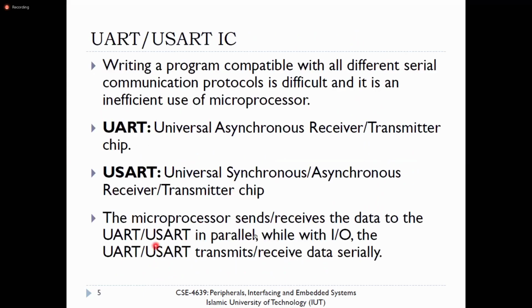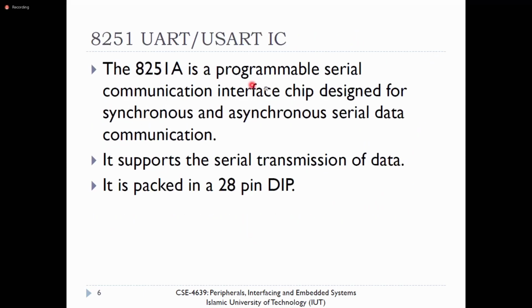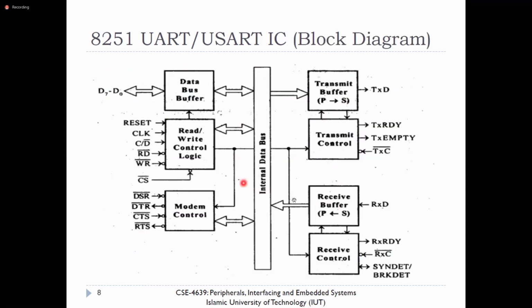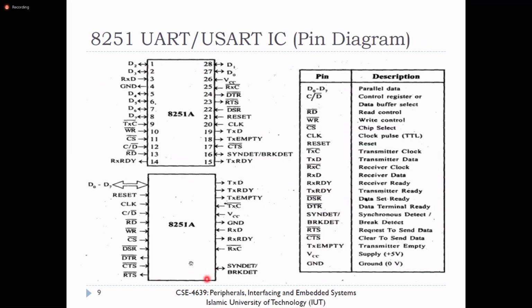Now, the 8251 is a programmable serial communication interface chip designed for synchronous and asynchronous serial data communication. But nowadays, the latest version doesn't support the synchronous one. But 8251 supports the serial transmission of data, and it has a package of 28 pins in dual inline package. So this is the block diagram. This is the pin diagram. So these are the 28 pins, 1 to 28 pins you have.